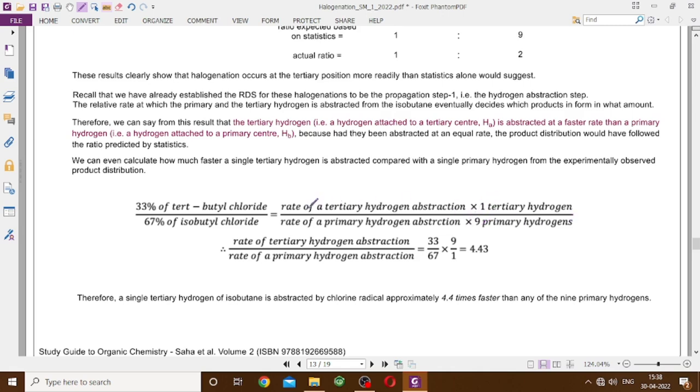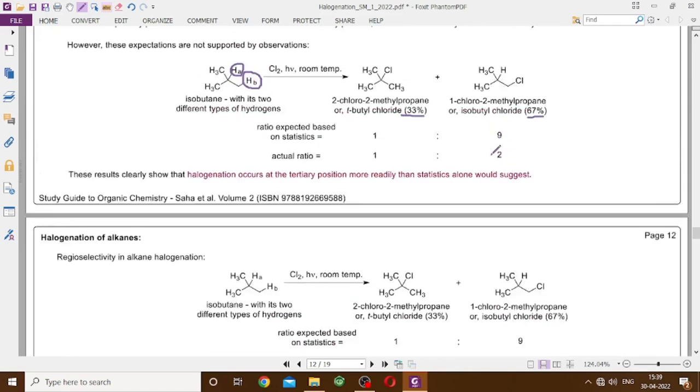Now if you simplify that, you are looking to get this ratio because you are not interested in the absolute rate. You are trying to find out how much faster a tertiary hydrogen is getting replaced compared to a primary hydrogen. If you try to find this ratio, then all of this is known to you, and if you do that, it will come as 4.43, which is very close to 4.5. You have derived it intuitionally.